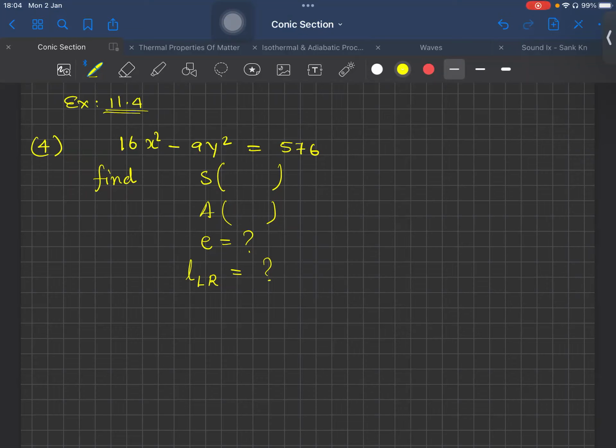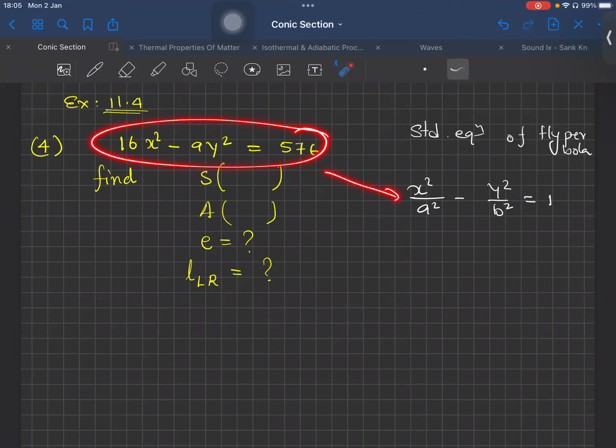So what is the standard equation of a hyperbola? x square by a square minus y square by b square is equal to 1. So find a and b. First, always find out a and b if possible. So write this equation in this form. How will you do it?